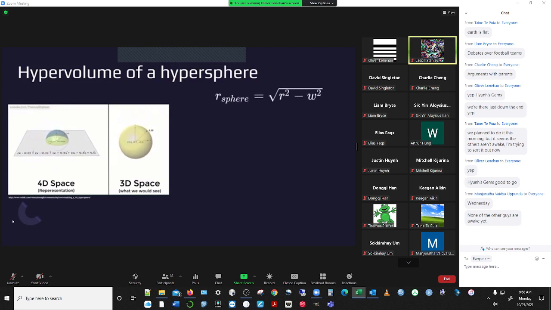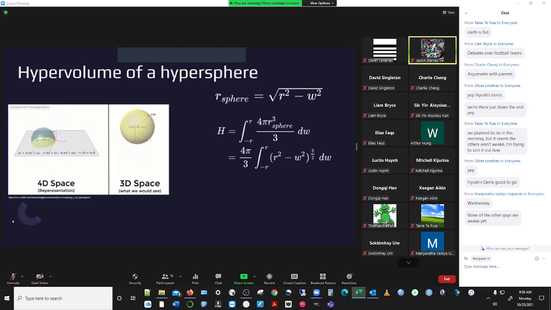We then integrate the volume of a sphere between negative r and r and substitute the r sphere value in. Utilizing integration by parts, trig identities, u-substitutions, and a lot of hard work, the hypervolume turns out to be equal to half pi squared times radius to the power 4.